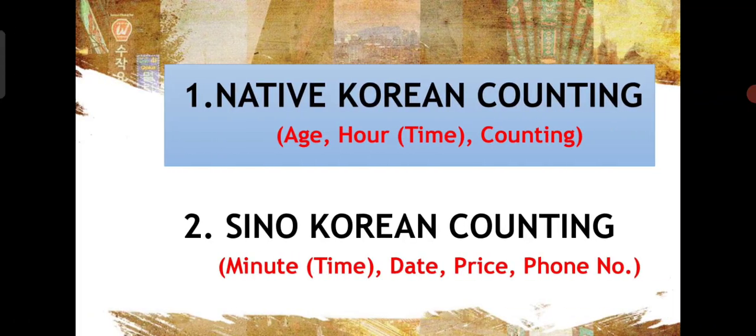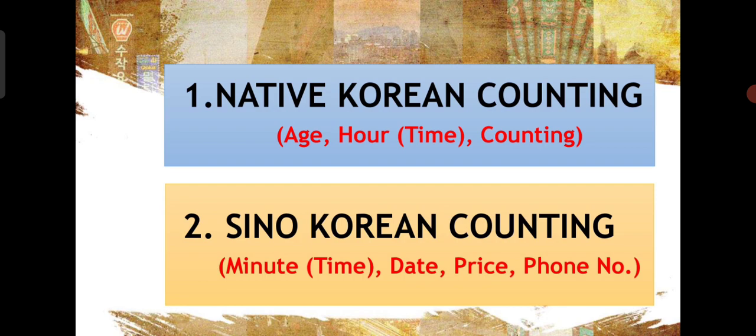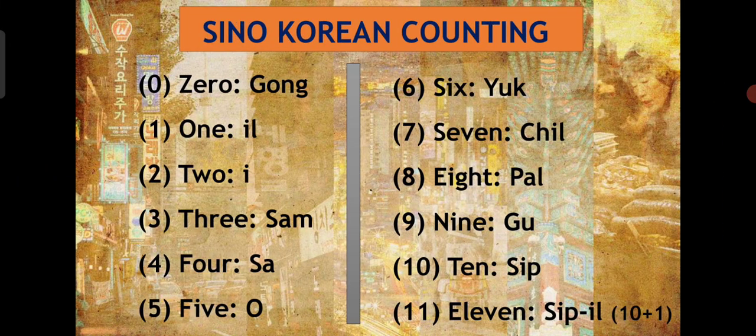We have already studied the native Korean counting system, right? So now we will study the Sino Korean counting system, which is basically used for minutes, date, price and phone number. So let's start with the Sino Korean counting system. 0 is gong. You have already studied in the native Korean counting system that 0 is gong. It will be the same in the Sino Korean counting system as well.